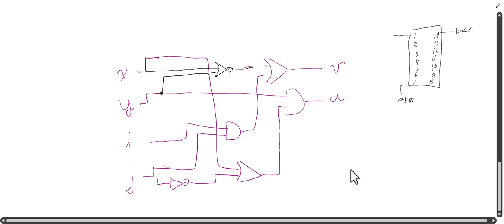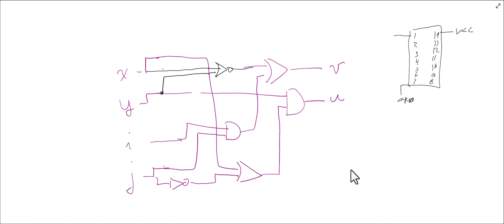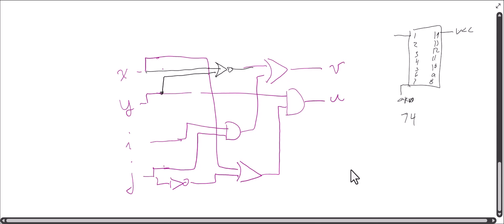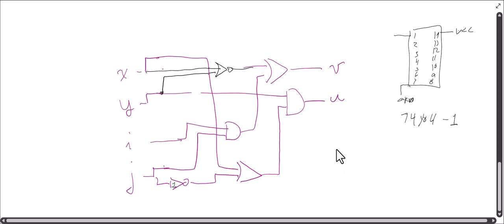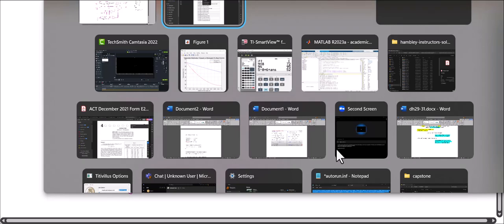And I know for a NOT gate that 1 would be an input. So if I put A into 1, not A comes out at 2. So if my NOT gate, which was 74XO4, is chip number 1, it would go in to 1 and out at 2. And then let's remind ourselves of what else we need there.